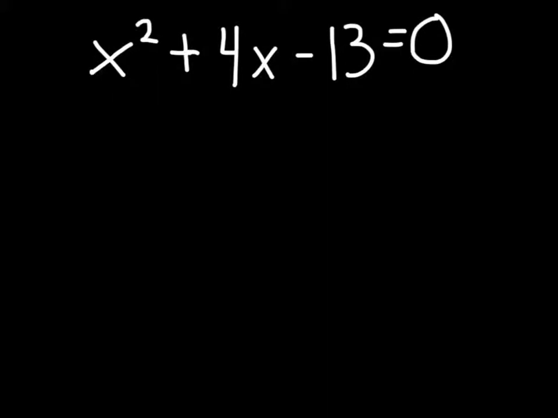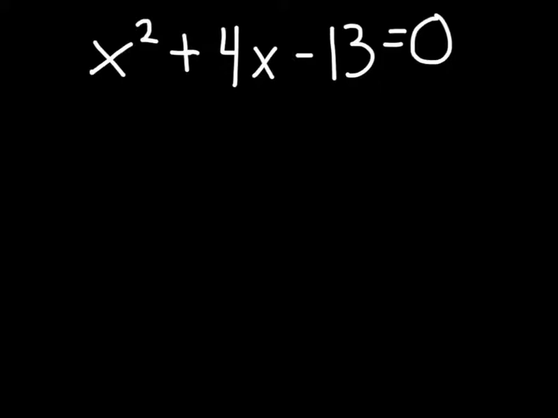This is how to solve a quadratic by completing the square. When I look at this quadratic and start to think about factoring it, I'm looking for things that multiply to be negative 13 but add to be 4, and those aren't numbers that I am familiar with. So I then decide I'm going to try it by completing the square.